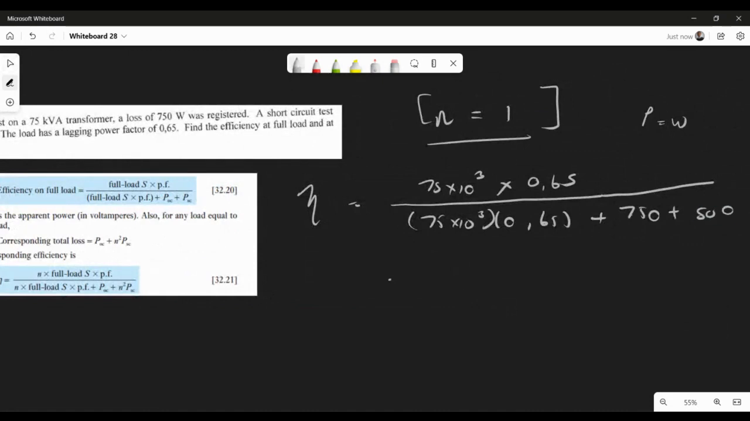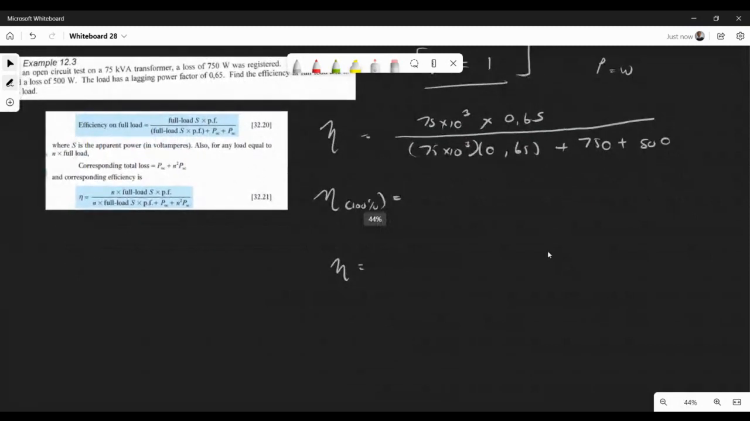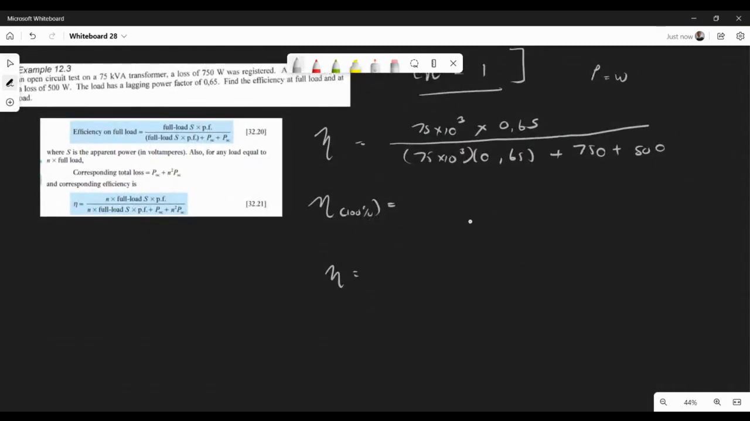Cool. Can you just get that? That's efficiency at 100%. That's when you're running on full load, if you can imagine that. Can you get that answer? You just do one practice problem after this.